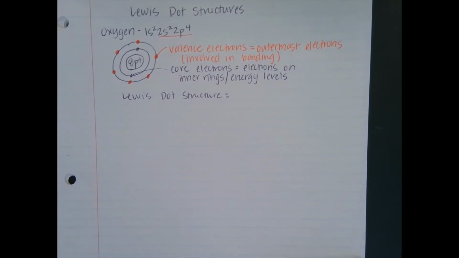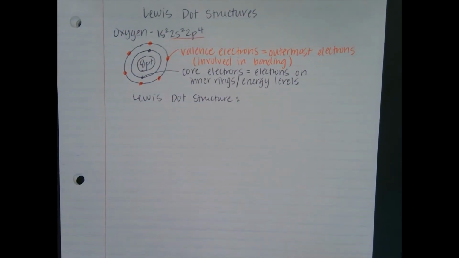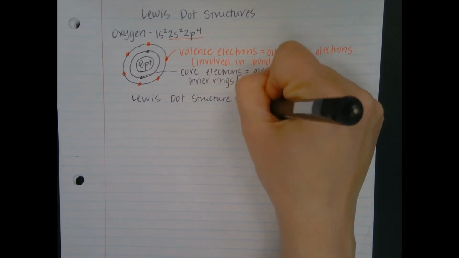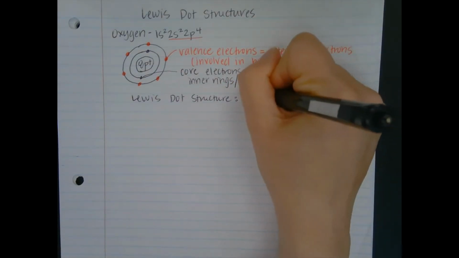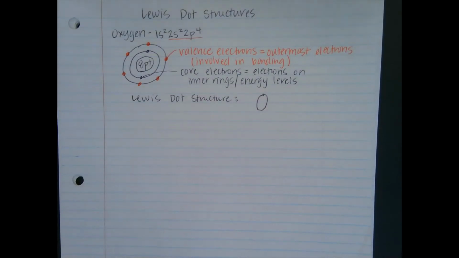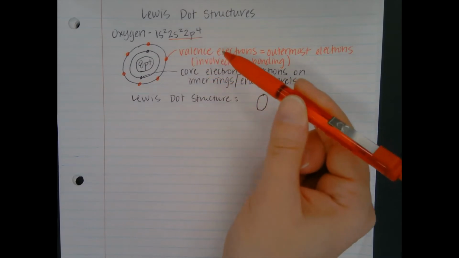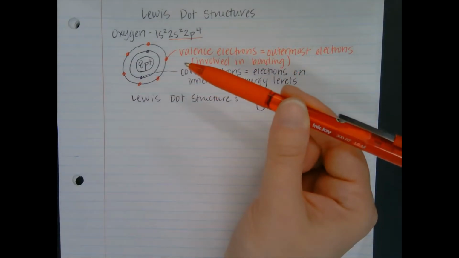What I'm going to do is draw the symbol. So I'm going to do a capital O, and I'm going to make it big so that it stands out on my page. Capital O is the one-letter chemical symbol for oxygen. I'm going to switch back to red because I'm going to represent all of my valence electrons today in my red pen.